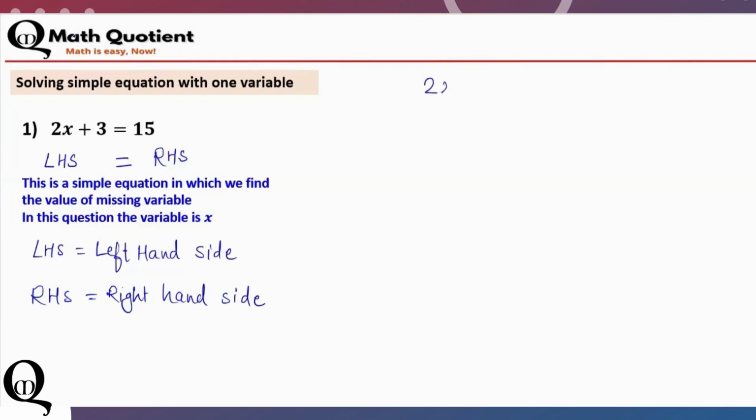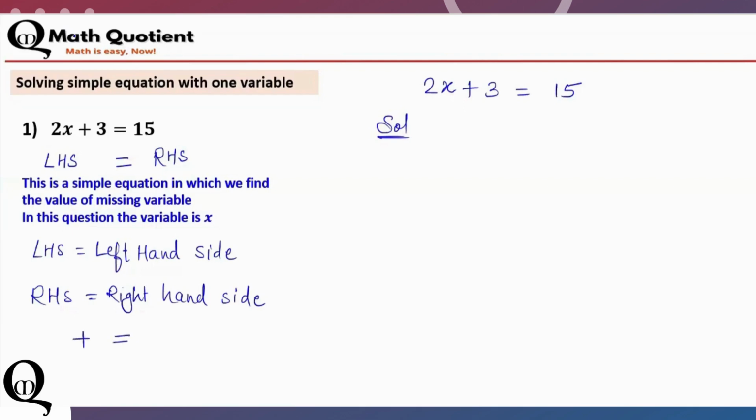So the first thing I do is make sure that the variable remains alone on one side. Alone on one side means it can be on the left side or on the right side. To do that, whatever other quantities we have, like the constant numbers, we shift them to the other side. And how do we do that? If I want to shift, we look at the sign.